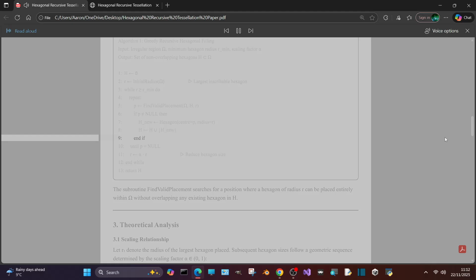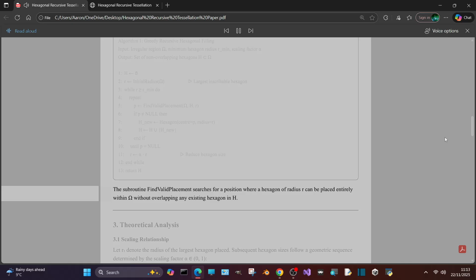9, end if. 10, until p equals null. 11, r gets alpha times r, reduce hexagon size. 12, end while. 13, return H.